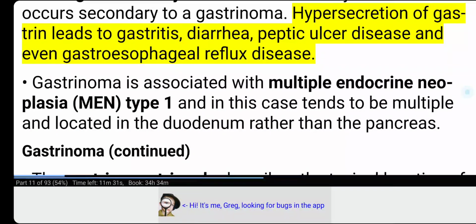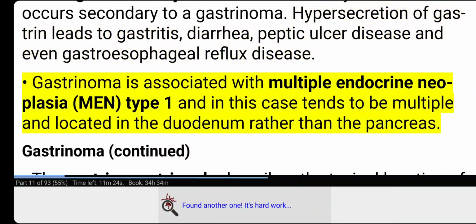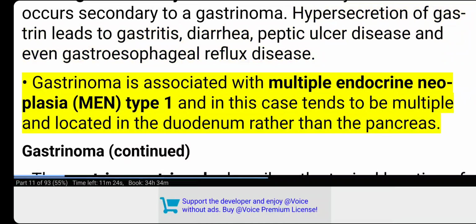Hypersecretion of gastrin leads to gastritis, diarrhea, peptic ulcer disease, and even gastroesophageal reflux disease. Gastrinoma is associated with multiple endocrine neoplasia, MEN type 1, and in this case tends to be multiple and located in the duodenum rather than the pancreas.